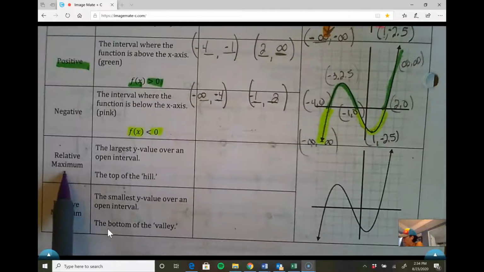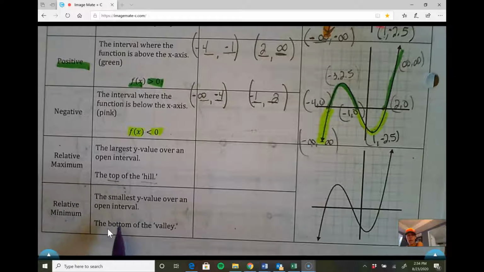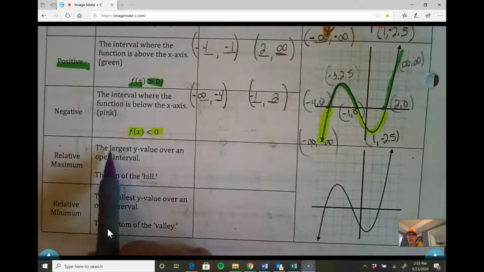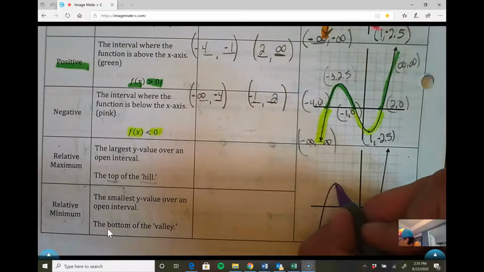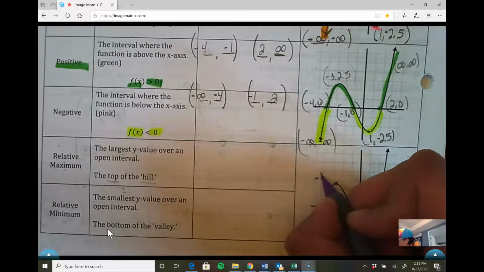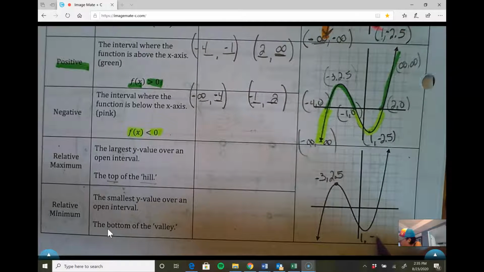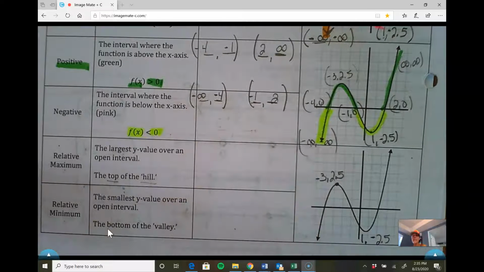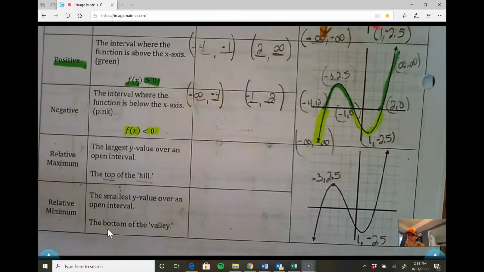All right, the relative max. You want to look at the top of the hill, and for relative min, you want to look at the bottom of the valley. So the relative max, we're looking for the largest y over this interval. I'm not going to rewrite all these points. I'm just going to write this. Again, remember, these were some estimated points here. And since the max refers to y, you do not write it as a coordinate.